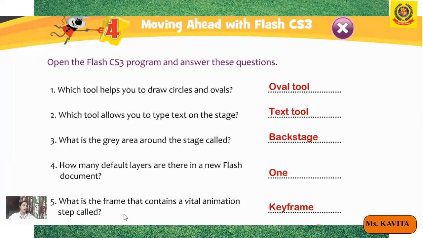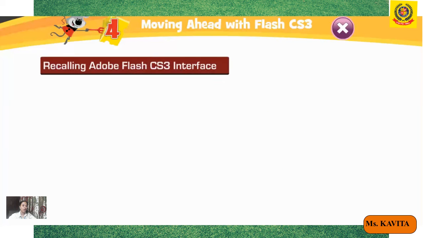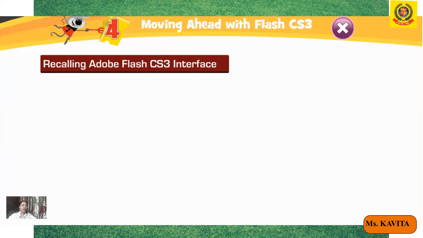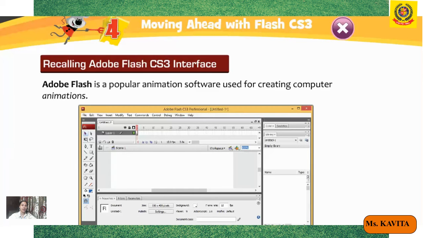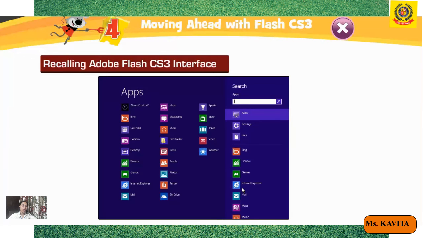Which tool allows you to type text on the stage? The text tool allows us to type text on the stage. What is the gray area around the stage called? The gray area around the stage is called the backstage. How many default layers are there in a new Flash document? Only one layer is there in a new Flash document. What is the frame that contains a vital animation step called? The frame that contains a vital animation step is called a keyframe.